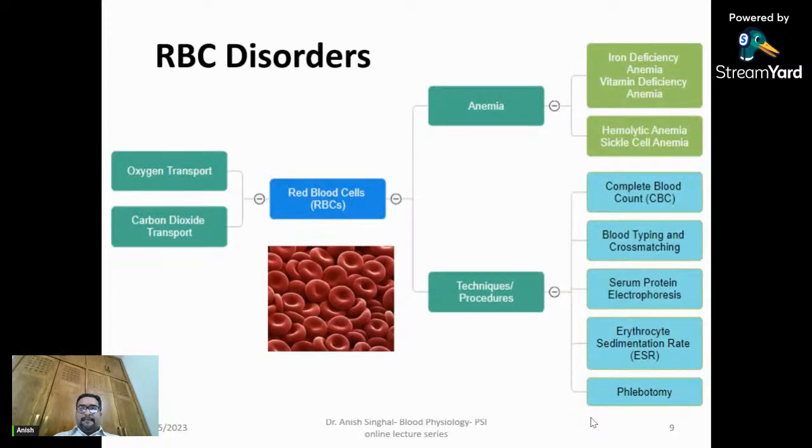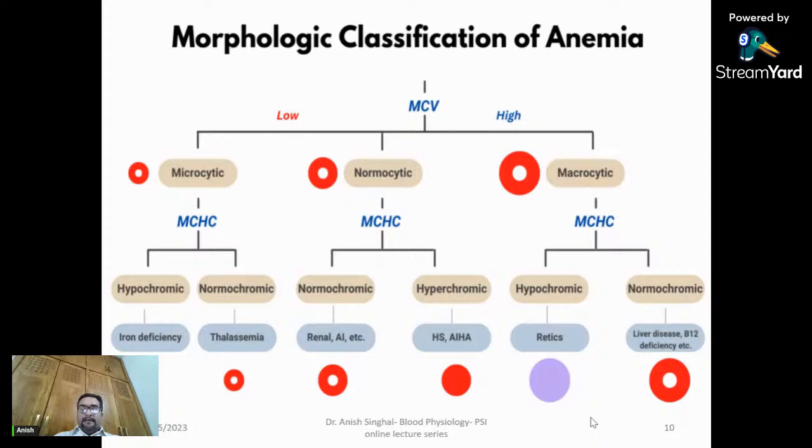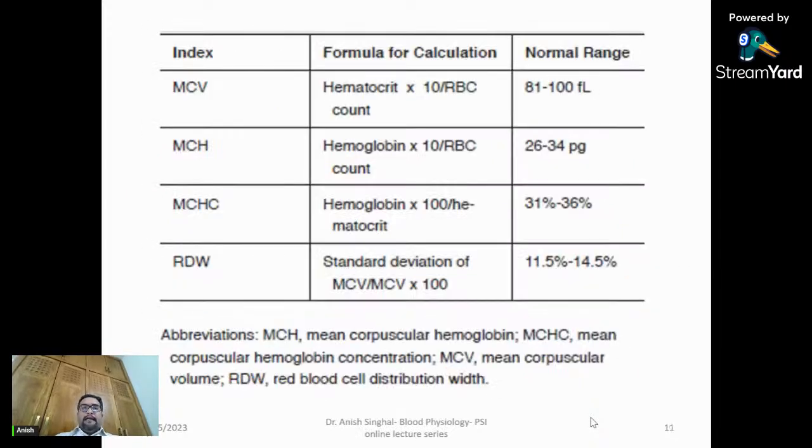The first disorder of RBC that I shall be discussing is anemia. Now, here you have to understand the concept of red blood cell indices. If you take one RBC, that one RBC has a volume and some amount of hemoglobin, right? The volume of one RBC is referred to as mean corpuscular volume. The content of hemoglobin in one RBC is understood as mean corpuscular hemoglobin.